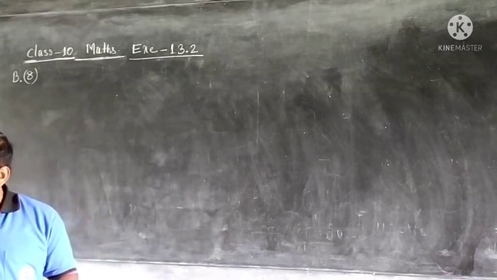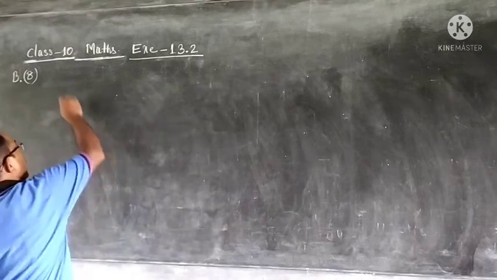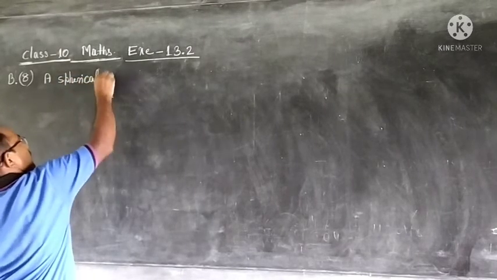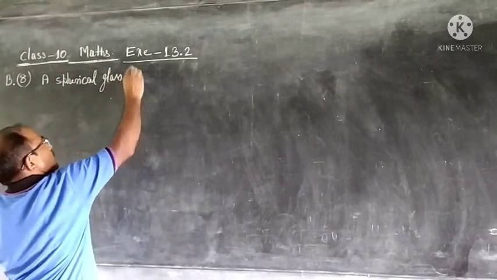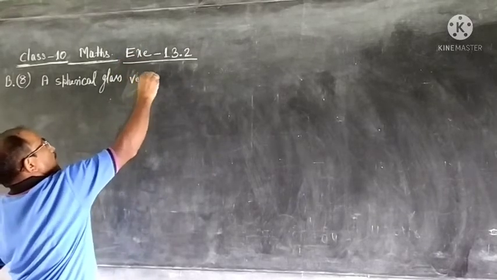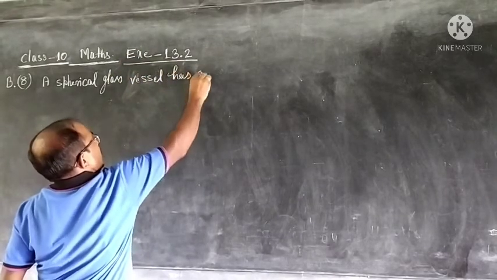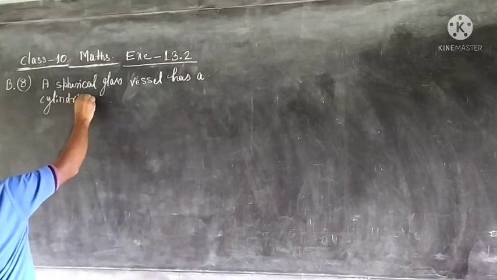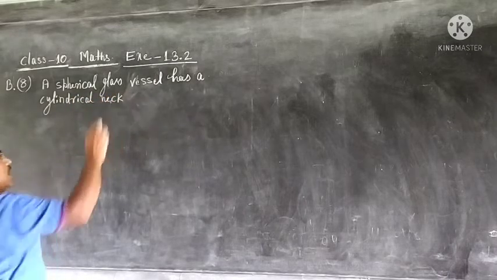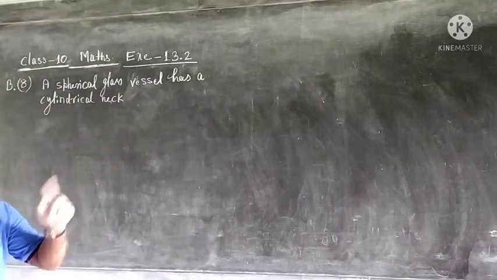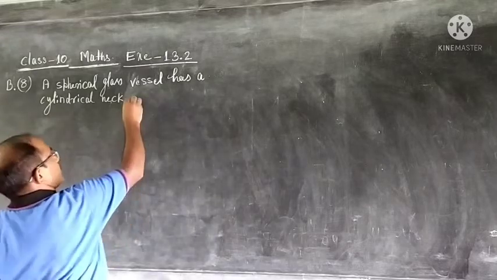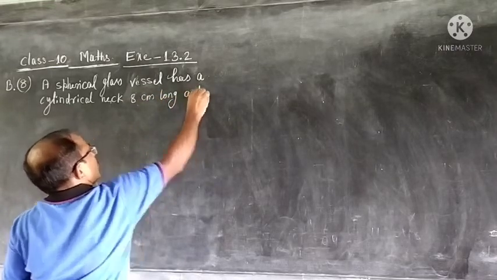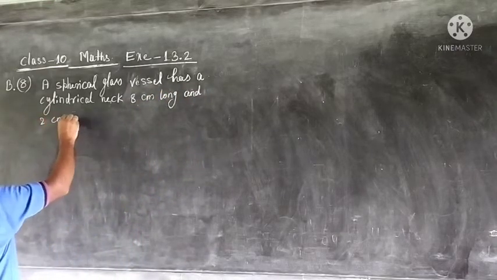A spherical glass vessel has a cylindrical neck. And the cylindrical neck is 8 centimeter long, 2 centimeter in diameter.